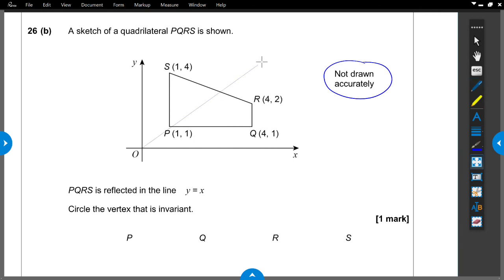And if a point lies on the line of reflection, then it's not going to move, because it hasn't got any distance. Q is obviously going to reflect, because it's further away. It's going to appear somewhere over here. S would appear somewhere down here.